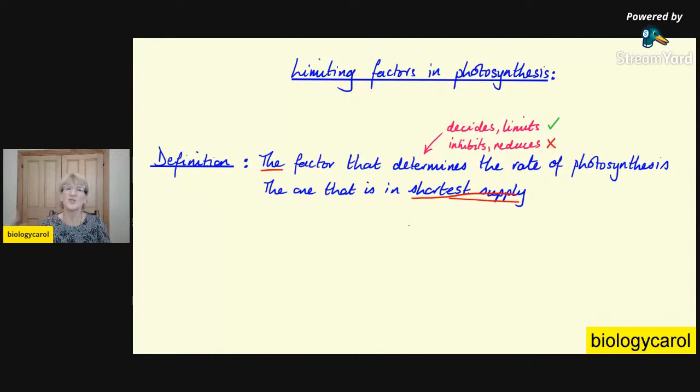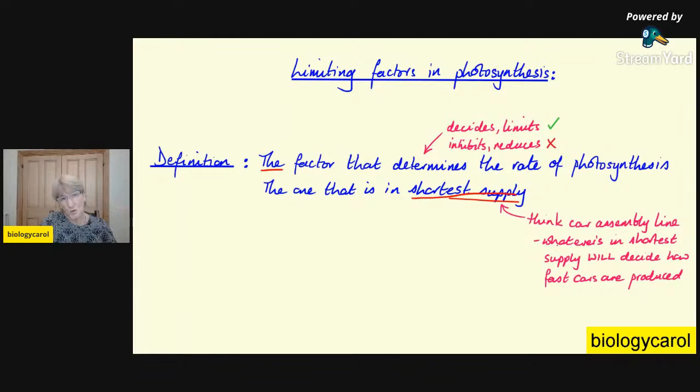And the best analogy I can give you is a car assembly plant, because a car assembly plant is lots of parts of the process happening one after the other, which is a little bit like photosynthesis, with each bit of the reaction, whether that be light dependent or light independent, working one after the other.